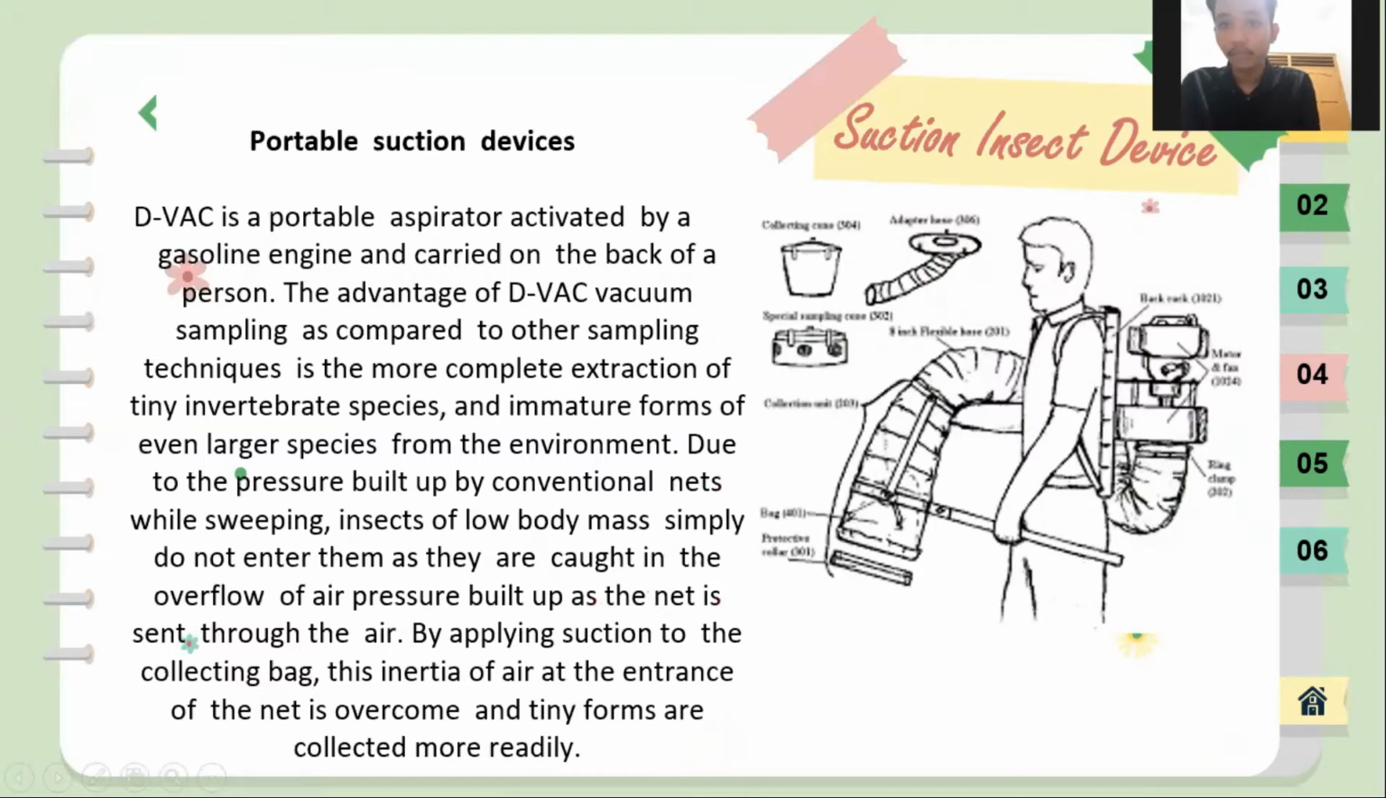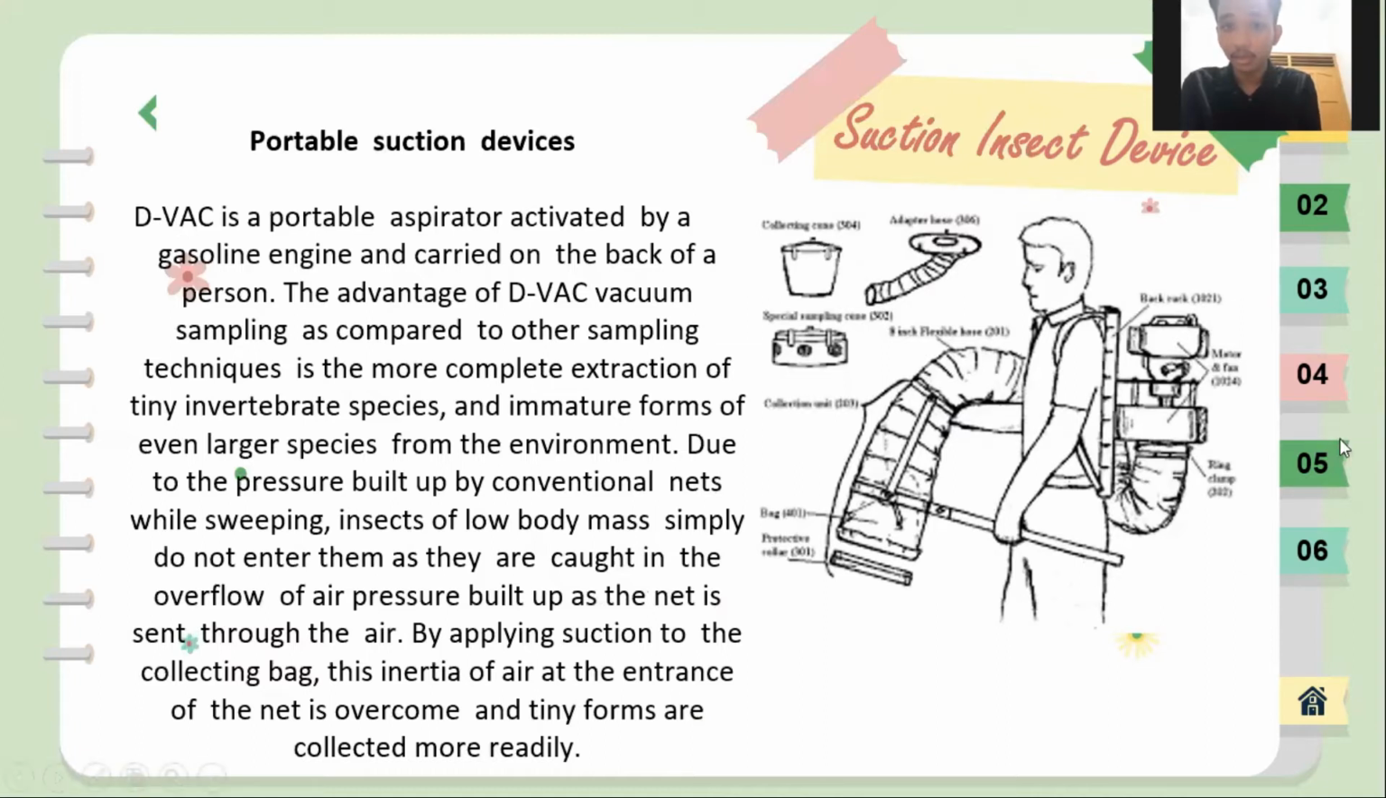Portable suction device. D-vac is a portable aspirator activated by a gasoline engine and carried on the back of a person. The advantage of D-vac vacuum sampling compared to other sampling techniques is the more complete extraction of tiny invertebrate species and immature forms of even large species from the environment.